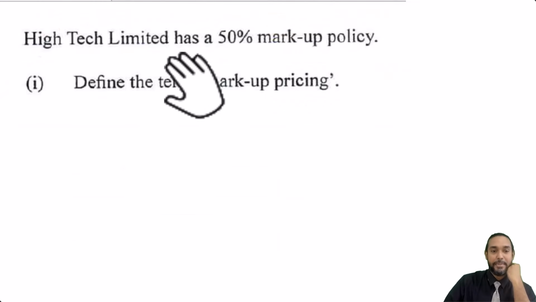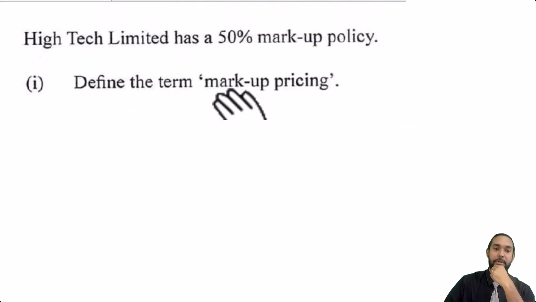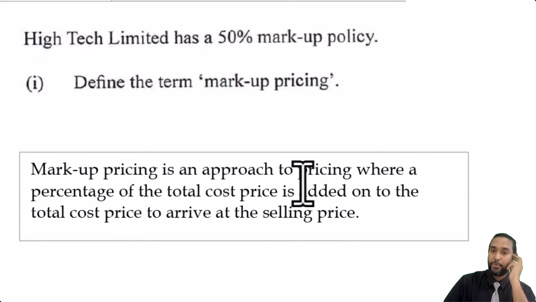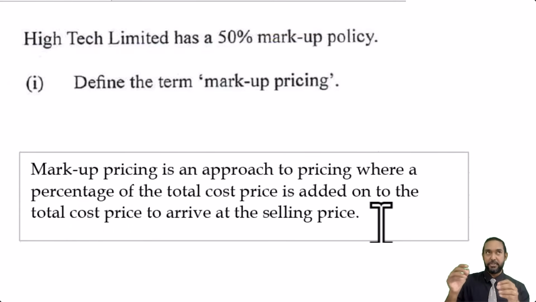Right, so High Tech Limited has a 50% markup policy. Define the term markup pricing. Markup pricing is an approach to pricing where a percentage of the total cost is added on to the total cost price to arrive at selling price. So you literally find a percentage of your cost and you add it on, right? They also have cost plus pricing as an option here in the syllabus. So we'll talk about that next time, right?